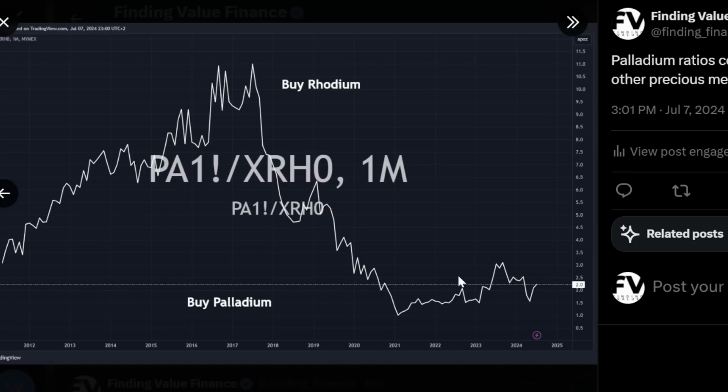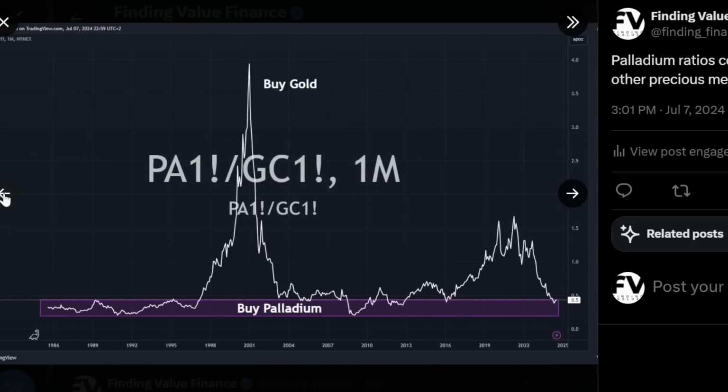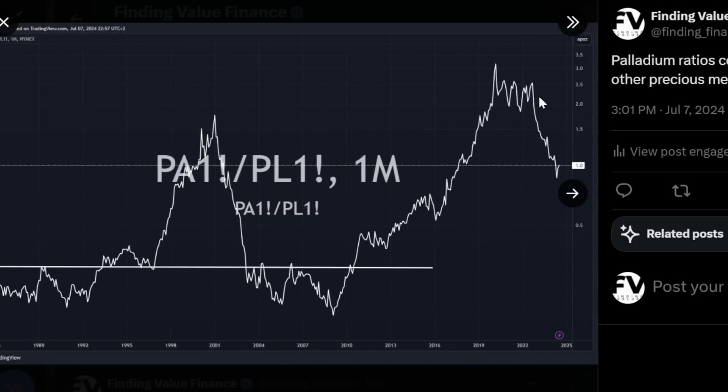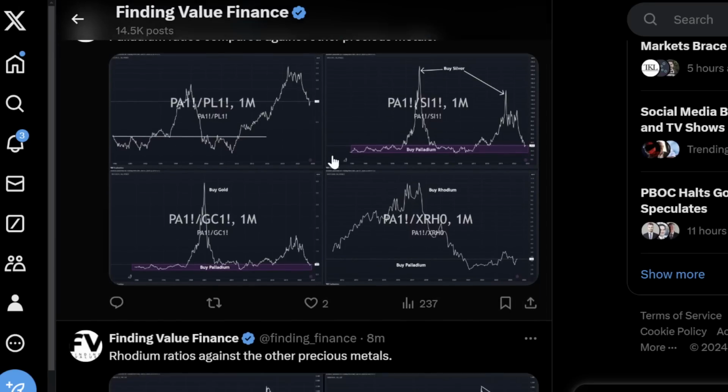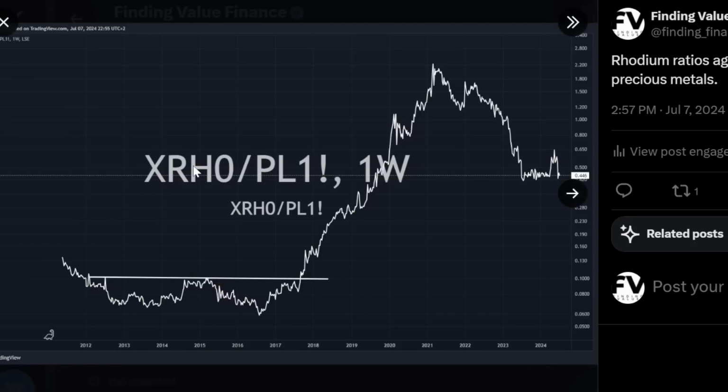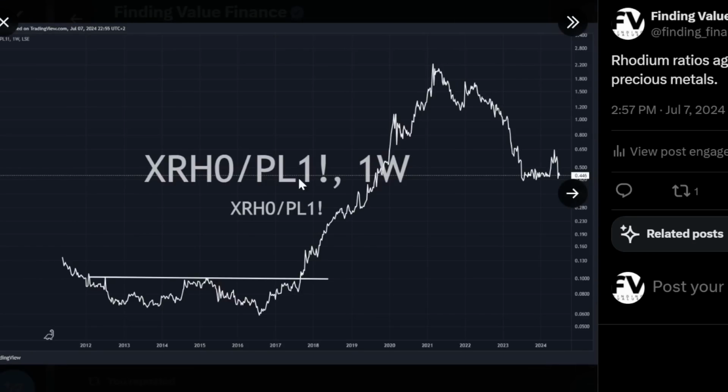We're definitely at buy palladium when comparing against rhodium. So palladium is getting cheap against rhodium, gold, silver, and even platinum. It's not quite as cheap. Platinum would be the buy, in my opinion, for that. And then let's go against rhodium to show you guys some stuff. So this is rhodium versus platinum, complete and utter entry point in 2016 here.